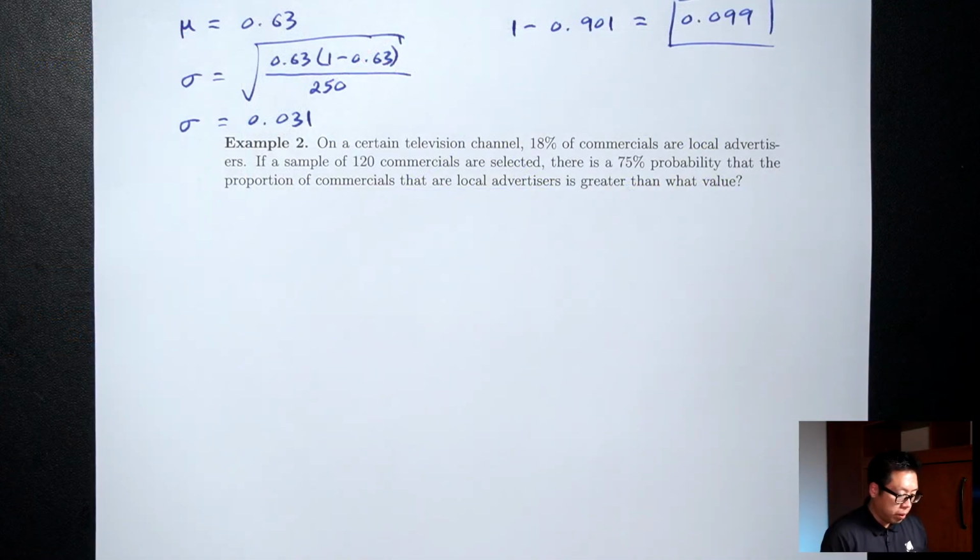Example 2. On a certain television channel, 18% of commercials are local advertisers. If a sample of 120 commercials are selected, there's a 75% probability that the proportion of commercials that are local advertisers is greater than what value? The first thing I'm going to do is draw the normal distribution picture.